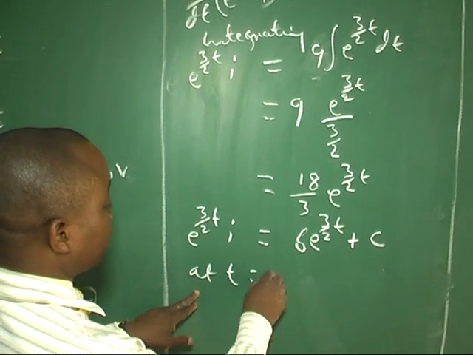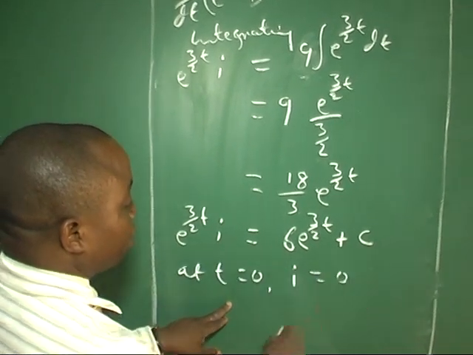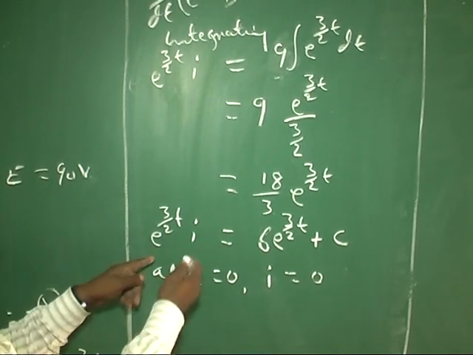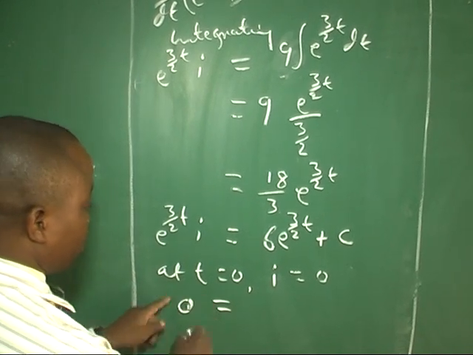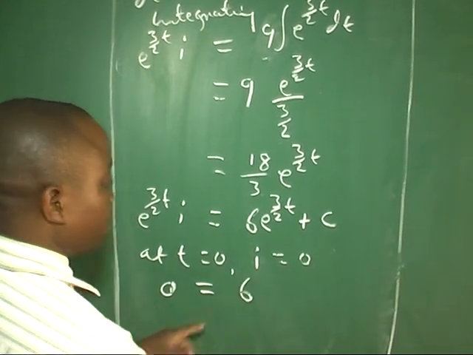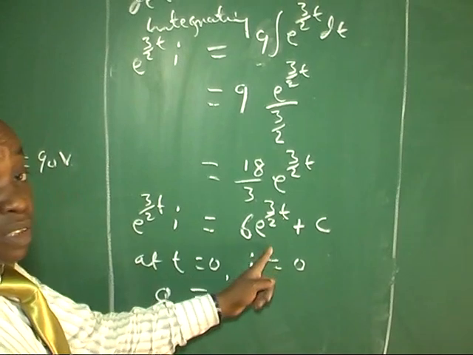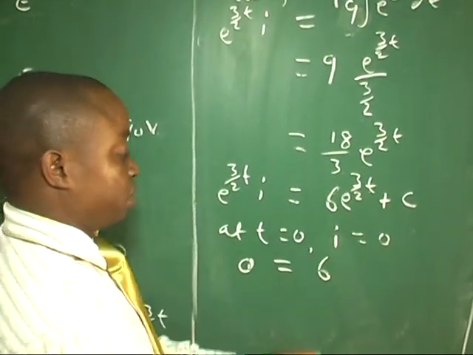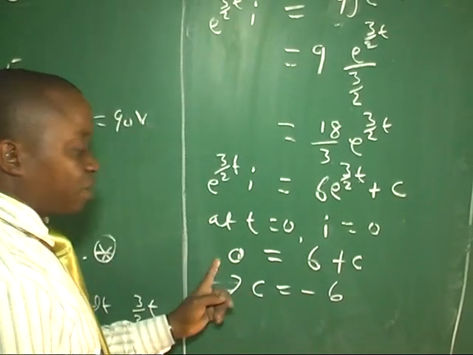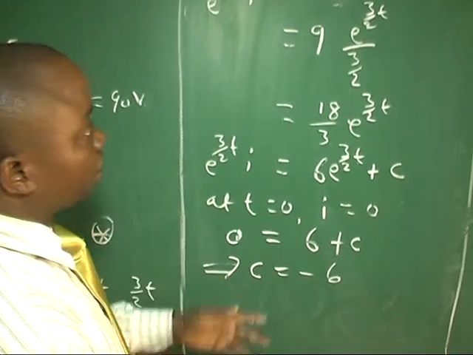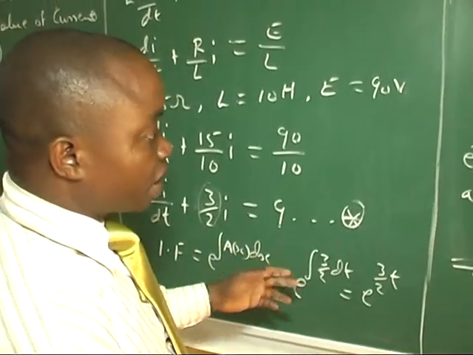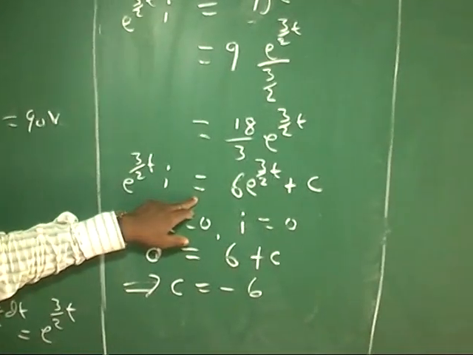Now, at t equal to 0, I is 0. So what it means is that the whole left side here will be 0. When I is 0, everything is 0. So 0 is equal to 6, because if the exponent is 0, then we have exponential raised to 0, which is 1, plus c, which implies that c is minus 6. If I transfer here, we have minus 6. Now let me go back to this place so that we can now find the current.